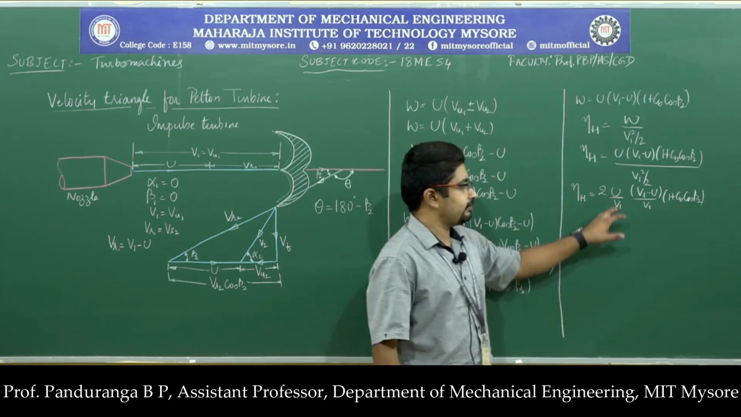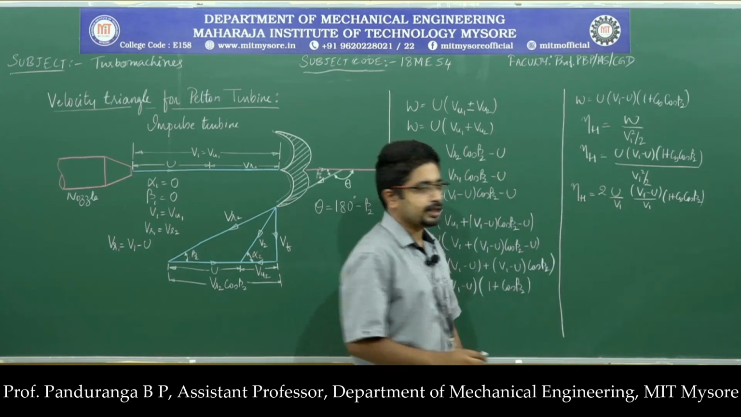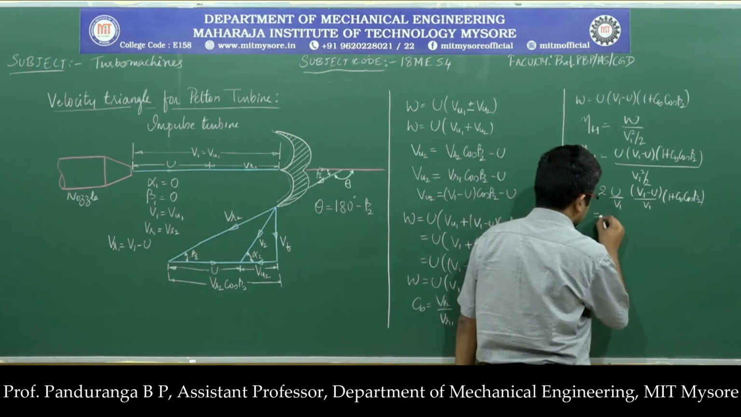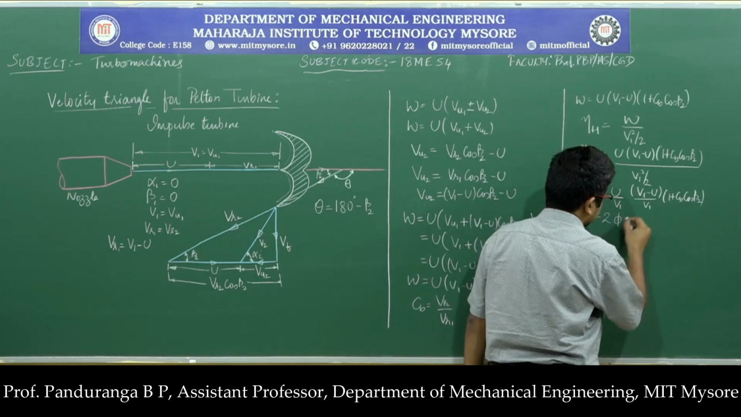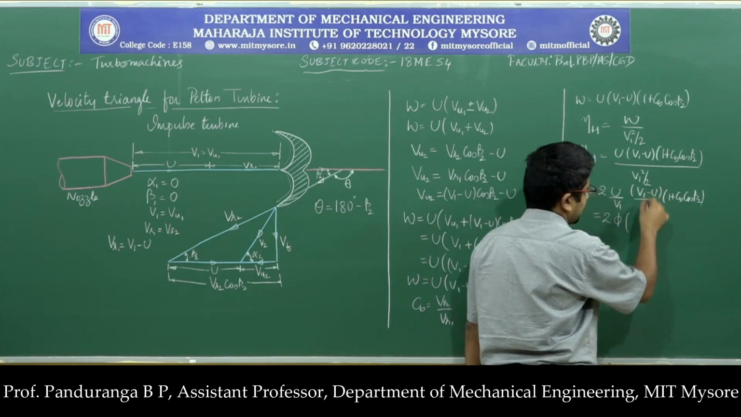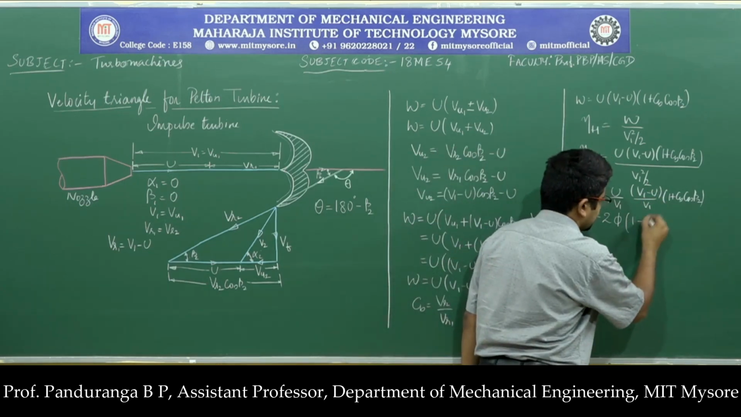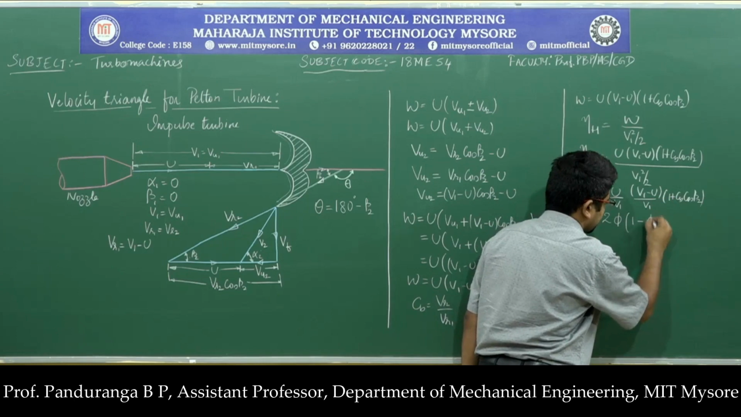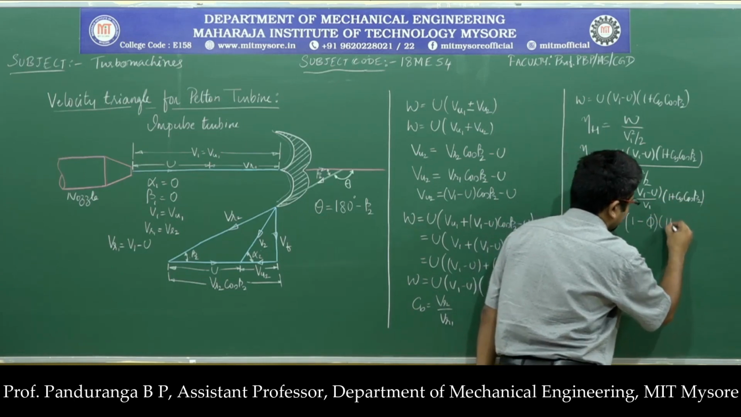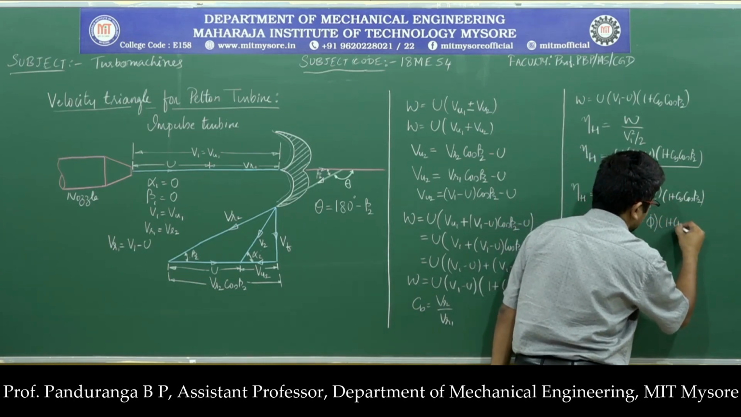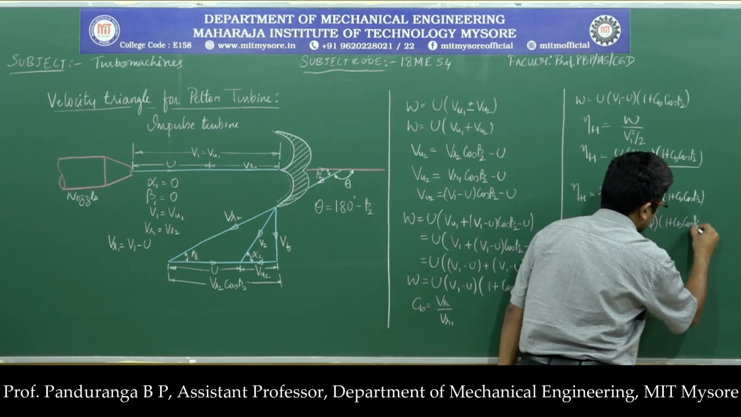Now I know that u by V1 is phi, or speed ratio. So I will write this as 2 into phi multiplied by (1 minus phi), since V1 divided by V1 is 1 and u by V1 is also phi, into (1 plus CB cos beta 2).